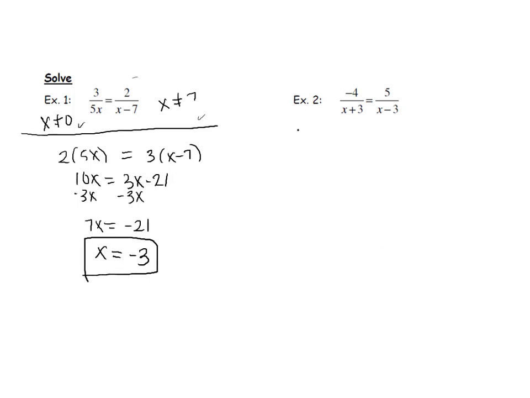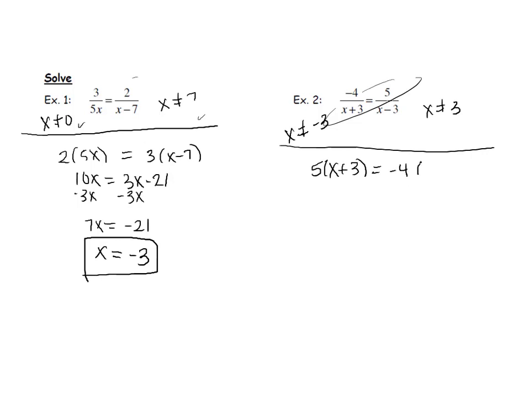Alright, so let's look at our restrictions here. So what plus 3 would be 0? Negative 3, right? So it cannot be negative 3. And then what minus 3 would be 0? So our restrictions are we can't get 3 or negative 3, but we're going to cross multiply here. So we're going to go 5 times x plus 3, and we're going to do negative 4 times x minus 3. So we get 5x plus 15, and negative 4x plus 12.